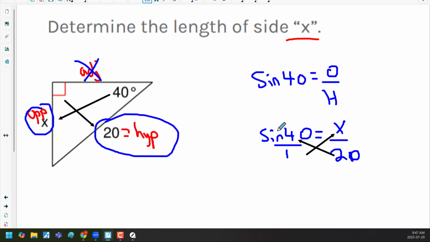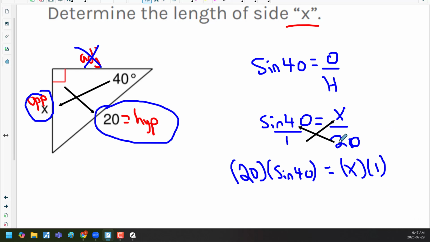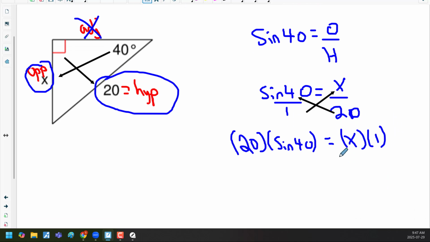So you do 20 times sine 40 is equal to x times 1, in this case, because it's 1 there. Now it makes our lives easier because you have x on this side, since anything times 1 is just that thing. And 20 times sine 40.